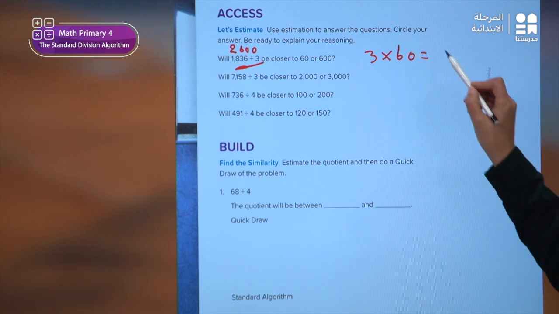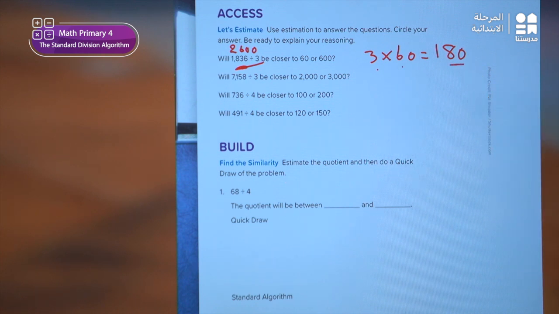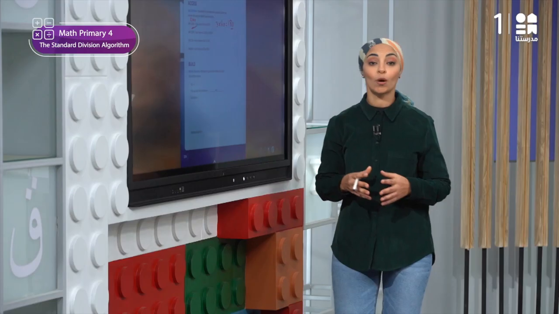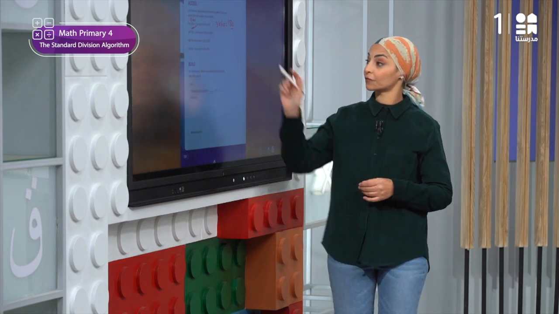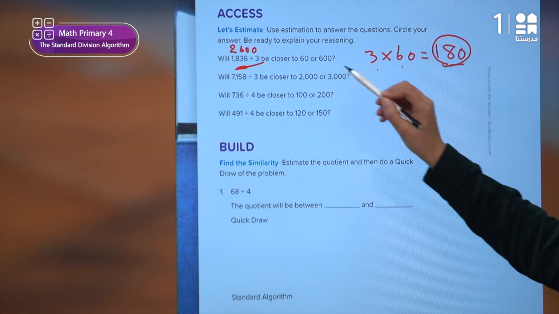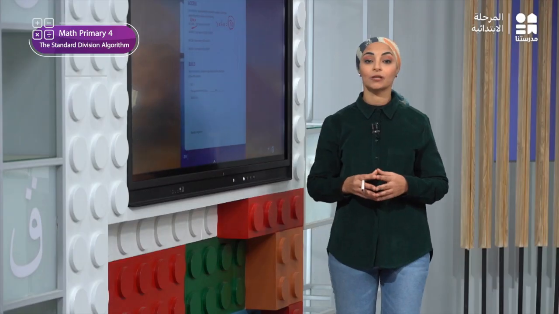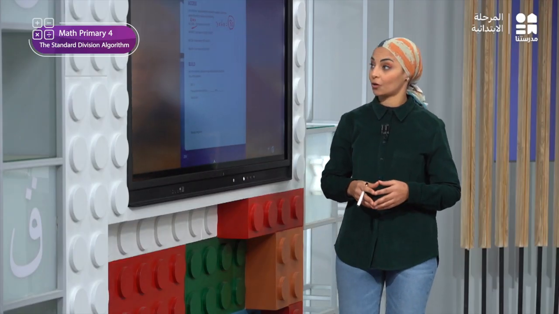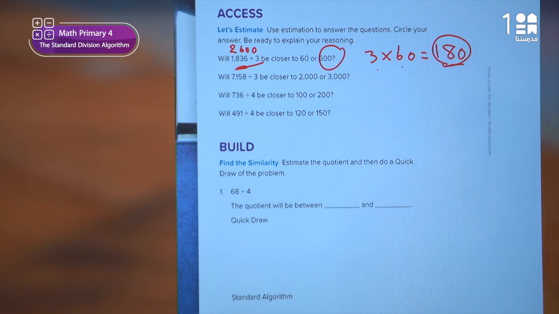Of course, the answer is 180. 3 times 6 is 18, and put 0 to be 180. طيب ال 180, like you see here, is very far from 2000. في فرق كبير قوي ما بين 180 وال 2000, right? So it is more reasonable that the answer is closer to 600. So this is the right answer. Now let's move to problem number 2.